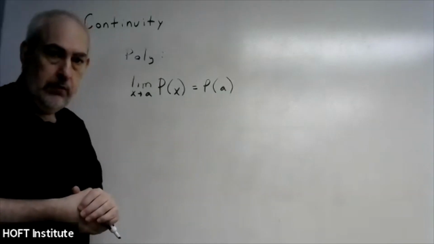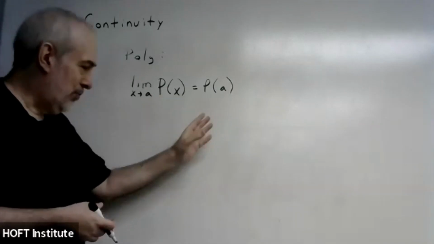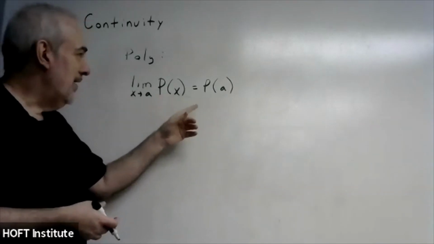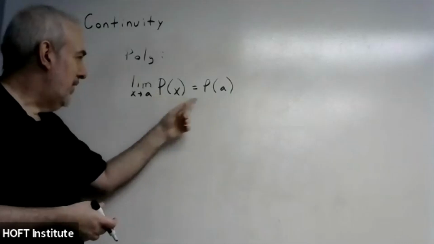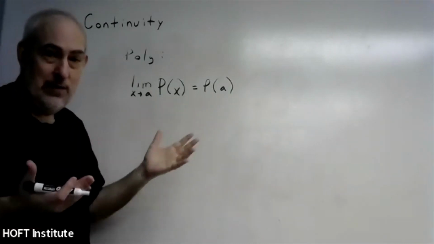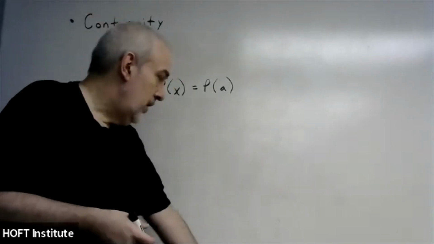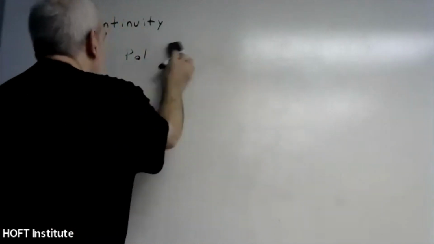Okay, so basically any function that has this property is going to be continuous. That if f of a equals the limit as x approaches a of f of x, it's continuous because that's pretty much the definition of continuity. Okay, rational functions.